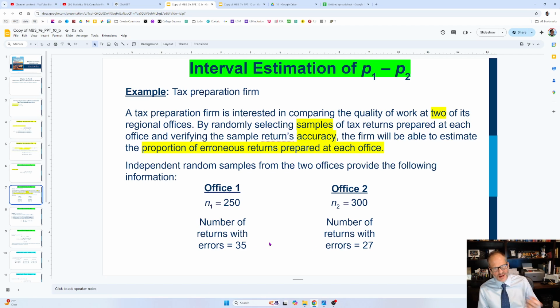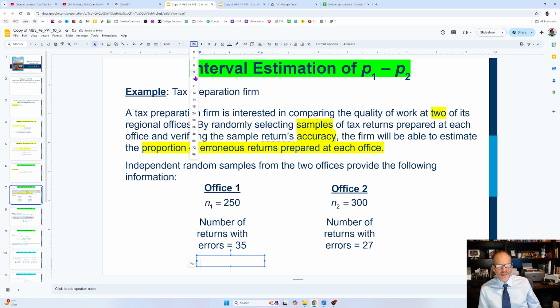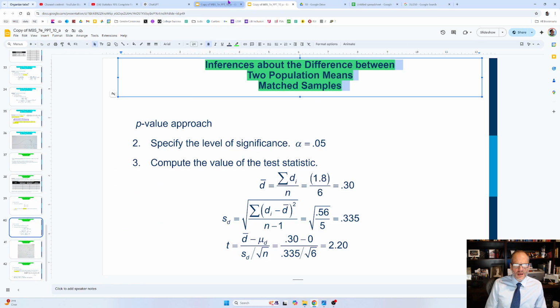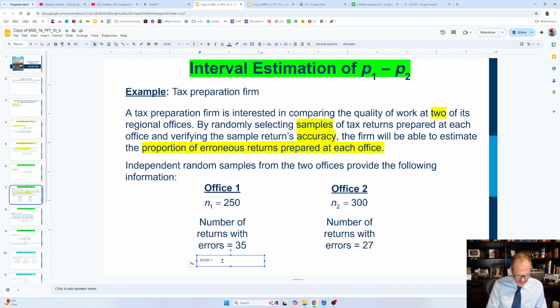And so here we could calculate a proportion. If we wanted to calculate this proportion, I'll get another little text box and make it really small, like 10 or even 8. I'll say 35 divided by 250 is equal to, and then I'll go calculate that because I can't do that math off the top of my head, and it's 0.14. So 14% is the proportion.